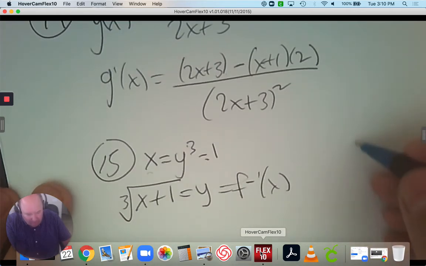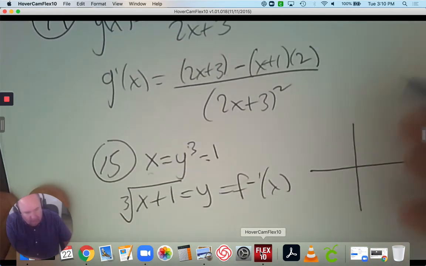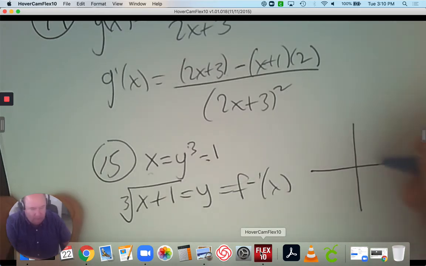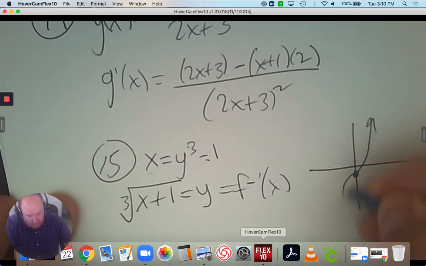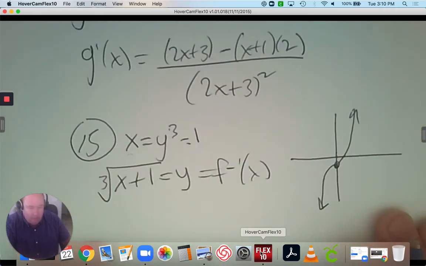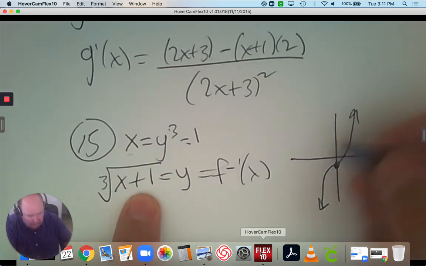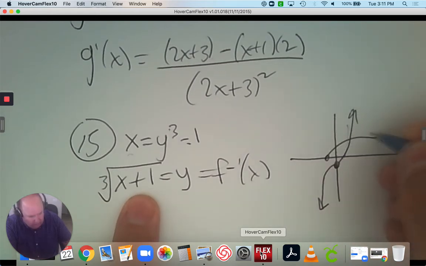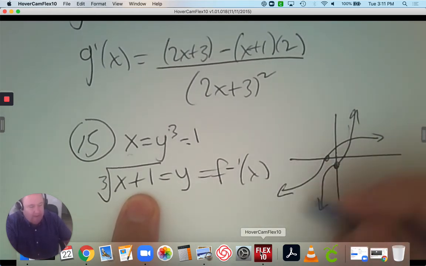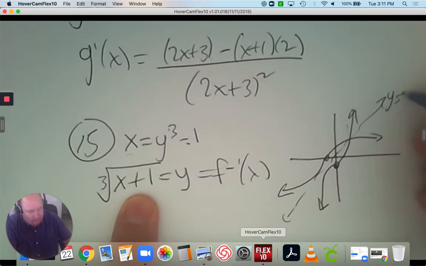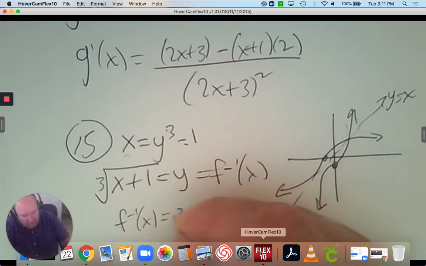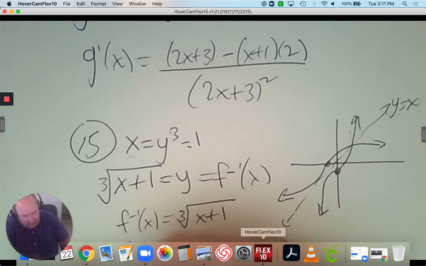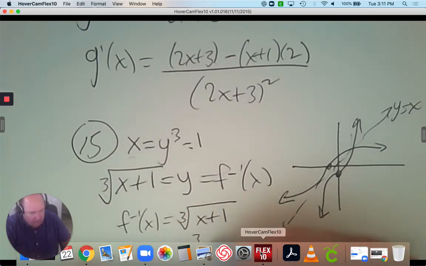If I graph both of them, the first one, x cubed minus 1, you would start at -1 and then do a cube root. So it's a cube root shifted down 1. Here, we're going to shift it to the left, -1, and then it's a cube root. So this is a cube function. Cube root function kind of looks like this. And then it reflects over the line y equals x. So again, the inverse was the cube root of (x plus 1). And then the function was x cubed minus 1.